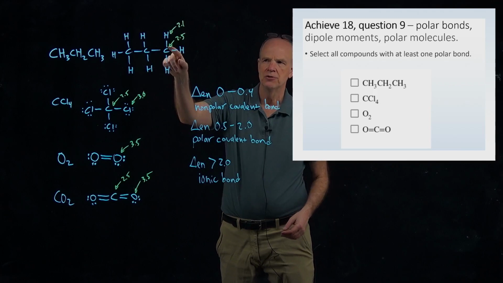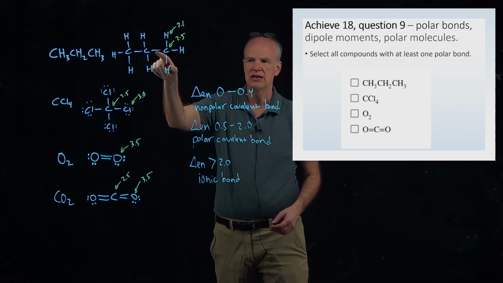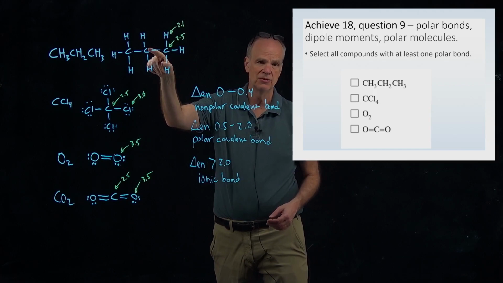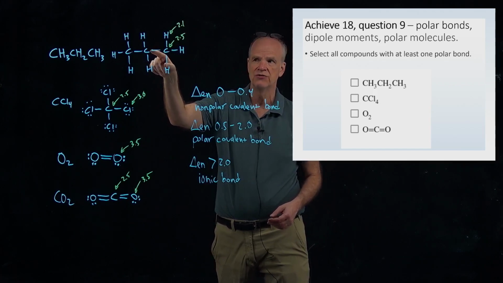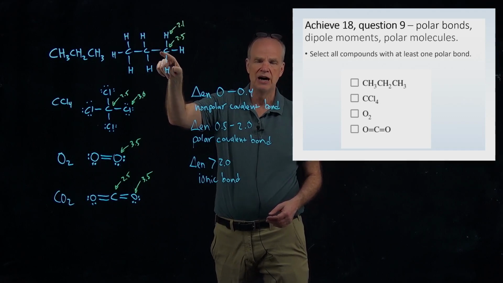Focusing here on propane, carbon has electronegativity of 2.5. Now it's bonded to another carbon which has the same electronegativity of 2.5. So you can see that the difference of electronegativity of this bond between these two carbon atoms is going to be 0. So that's clearly a nonpolar bond.